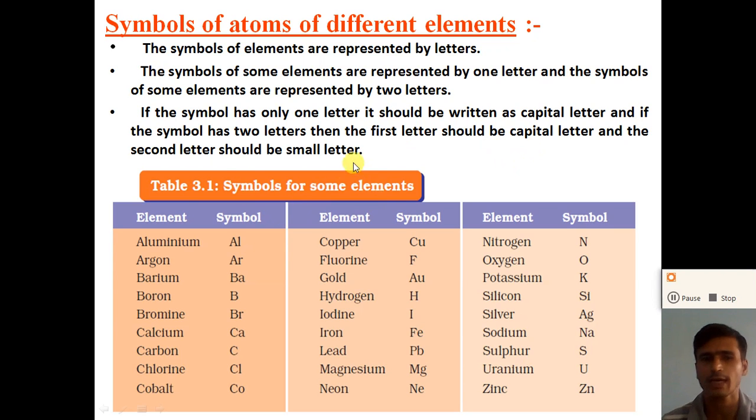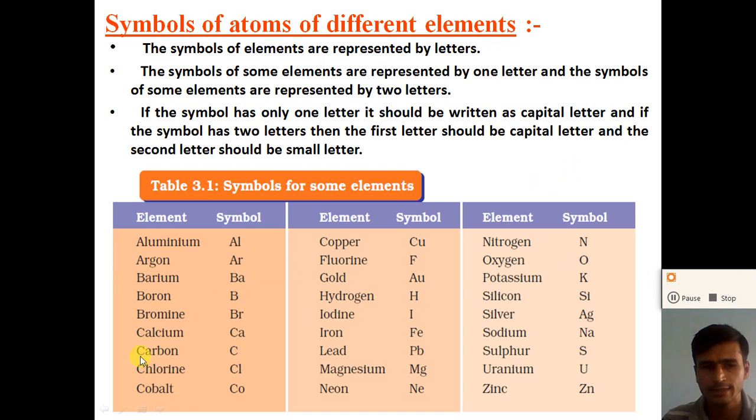So according to this IUPAC, the symbols of some elements are given in the textbook also, right? So you must remember the symbols of all the elements. Like the first one is aluminium. The symbol of aluminium is Al; we take the first two letters as the symbol. So we take a capital A and a small l. Argon, Ar; barium, Ba; boron. In the symbol of boron we take only B, right? So to represent the boron element we use the symbol capital B.